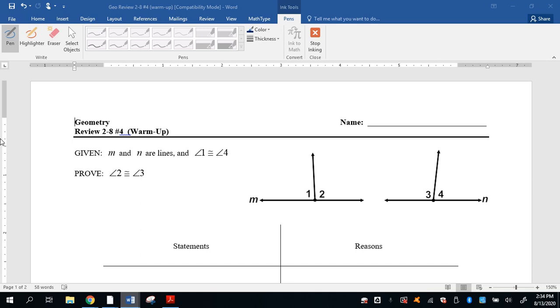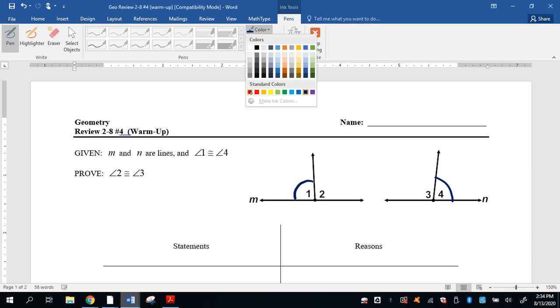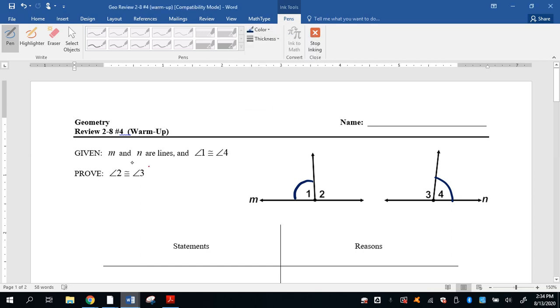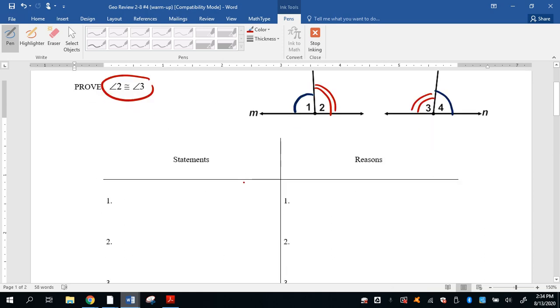So we are given that M and N are lines and angle 1 and angle 4 are congruent. Prove that 2 and 3 are congruent. So the first thing I would expect you to do is to mark up your pictures. Angle 1 and 4 are congruent. We want to prove, so in red pen, mark up your picture. We want to prove that 2 and 3 are congruent. I think it's pretty easy to see why, but now we have to actually go through the write-up.